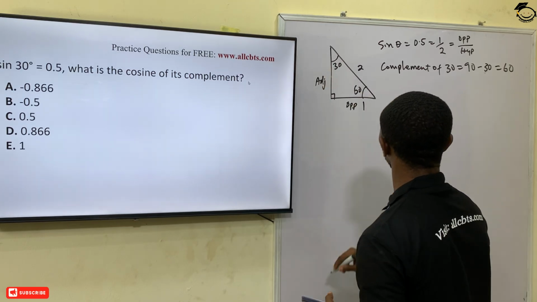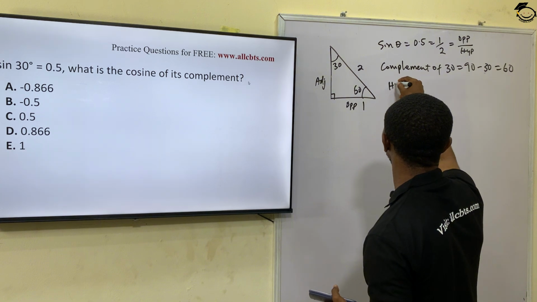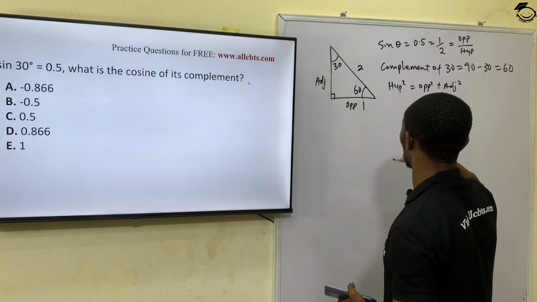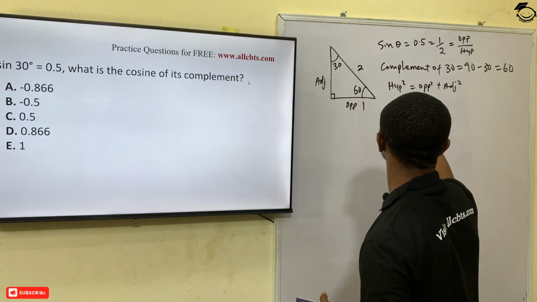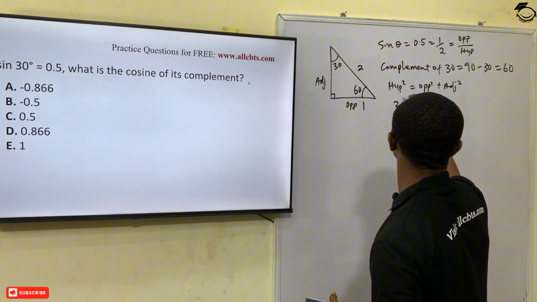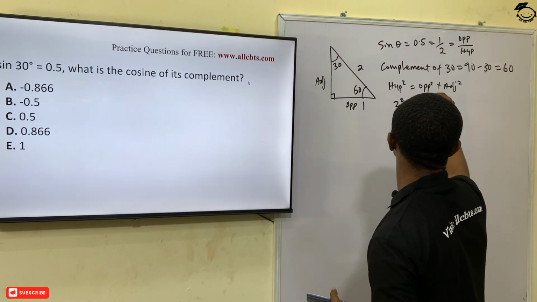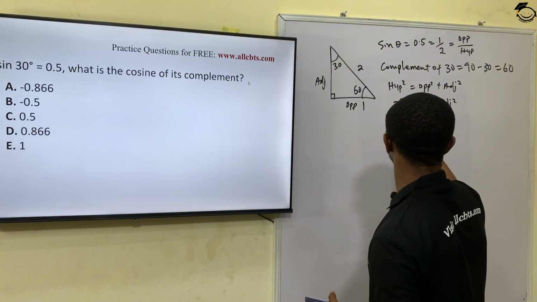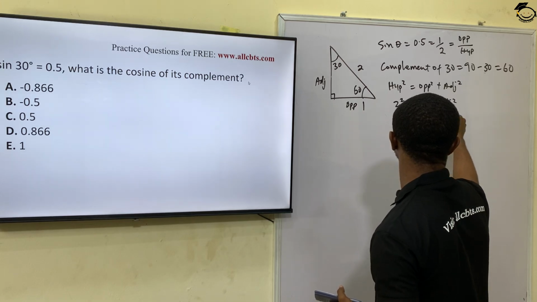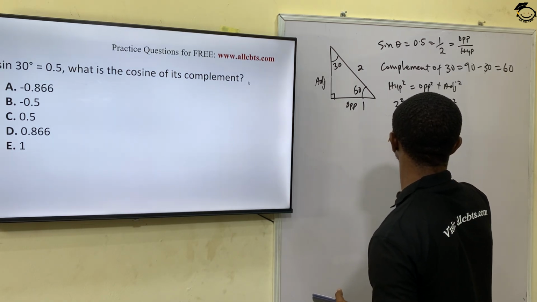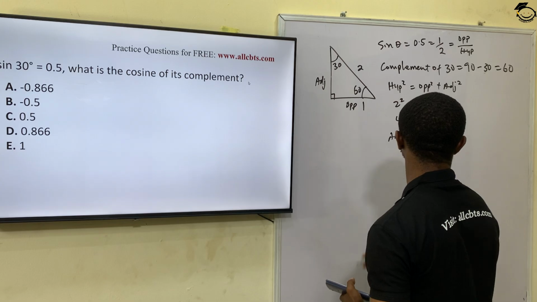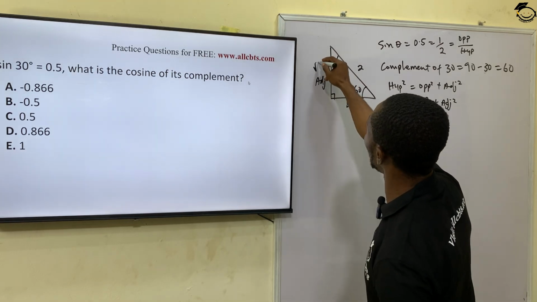So we need to find our adjacent using Pythagoras theorem that says that hypotenuse squared equals opposite squared plus adjacent squared. So 2 squared equals 1 squared plus adjacent squared. So 2 squared will be 4 equals 1 plus adjacent squared. So our adjacent squared will be 4 minus 1, which is 3. So adjacent will be root 3.